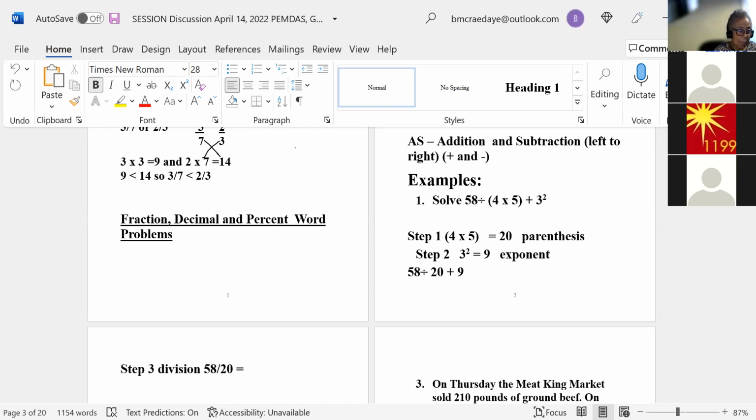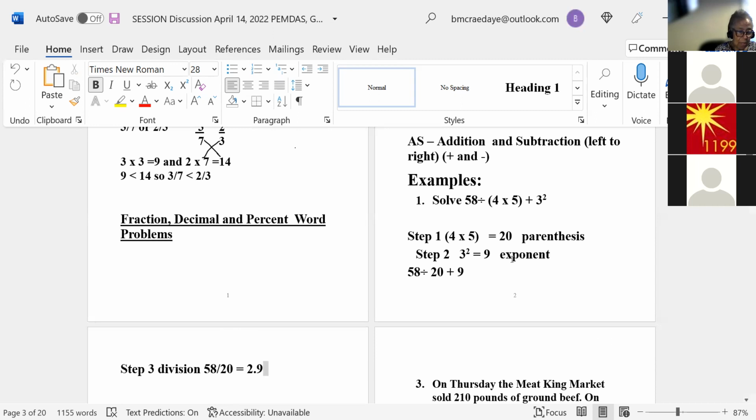Let me do it out of my head. Use the calculator if you like. You divide by 20, you get 2.9. Then plus 9, so we do an addition. And then the next step is addition, right?